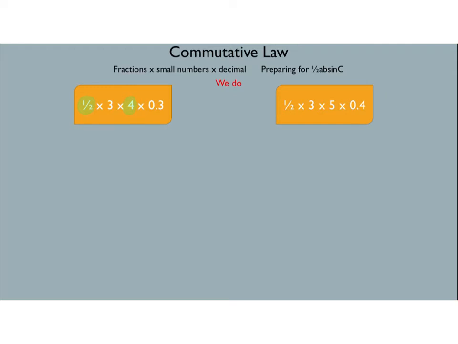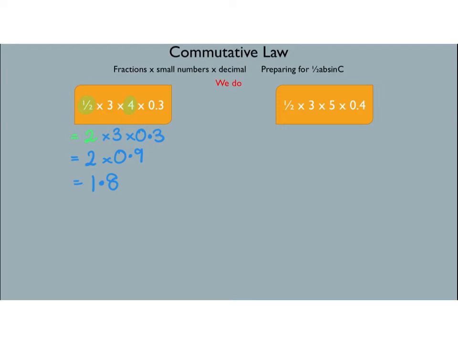So half of 4 makes 2, and I've still got to multiply by my 3 and my 0.3. Okay, I'm going to leave the 2 where it is. I'm going to do 3 times 0.3. That comes from 3 times 3 being 9. And then 2 times 0.9, if it was double 9, it would be 18. So this one's going to be 1.8.